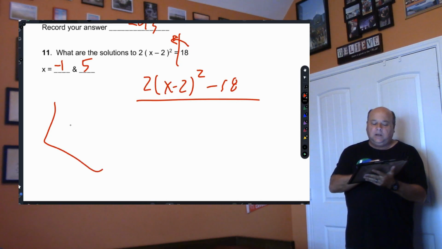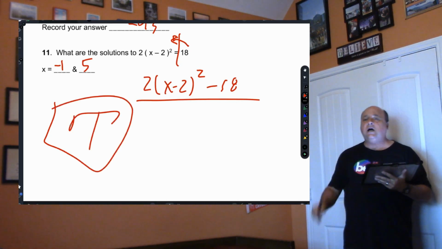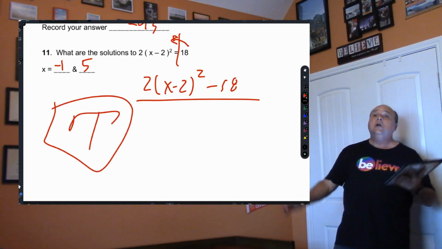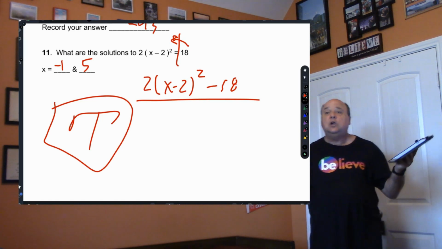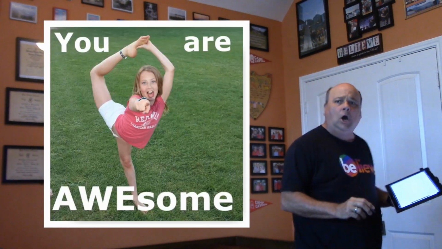Remember, if you need to believe, you're going to do amazing on your test. Watch this video again. Remember, graph and trace to the zeros to get your solutions. You are amazing. You are created to do wonderful things. And you are awesome.